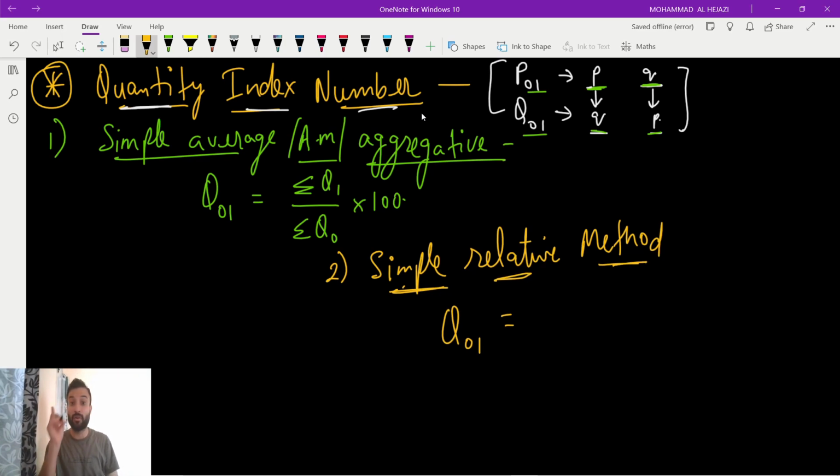Quantity index number. So read in the question. The method name will remain same. Just at the last, price index number means we'll use the price index number formula. Quantity index number means we'll use the quantity index number formula. So remember the thing, guys: method will remain same, same method for price index number, same method for quantity index number.